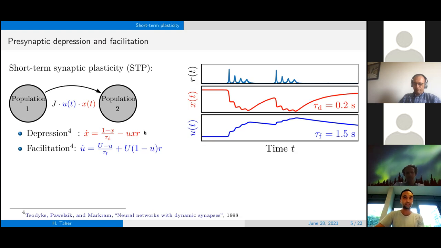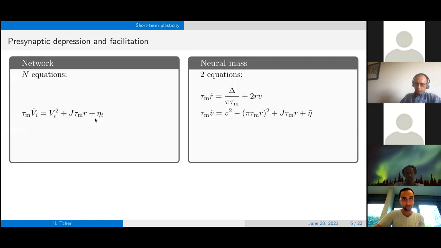Probably you're a bit surprised by this type of STP. Usually we would want to have depression and facilitation to be driven by individual neuron spike trains instead of the firing rate of the population. But this comes, of course, with many problems in performing the mean field limit. And in fact, for the application towards working memory, we don't need it, as I will show you. So we stick with this STP model implemented already on population level.